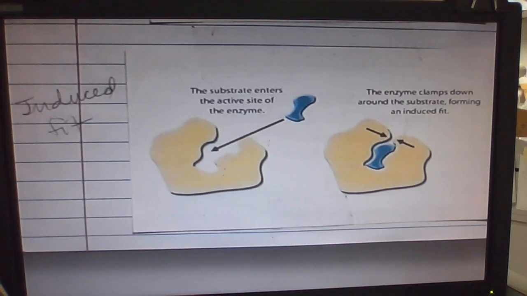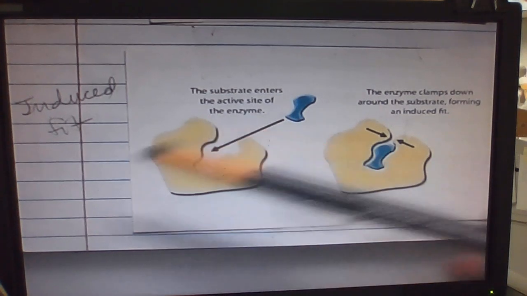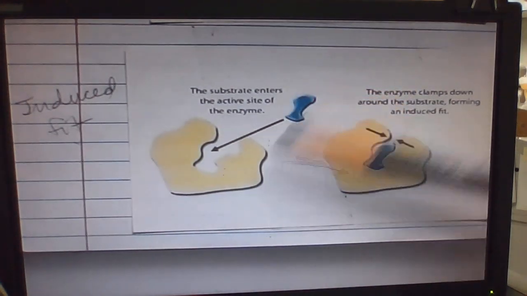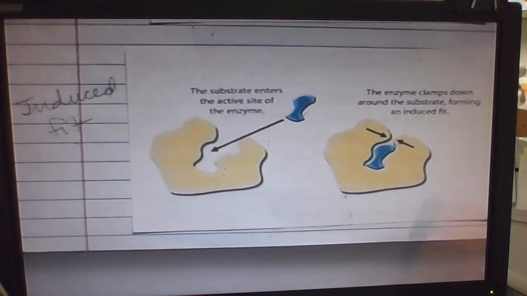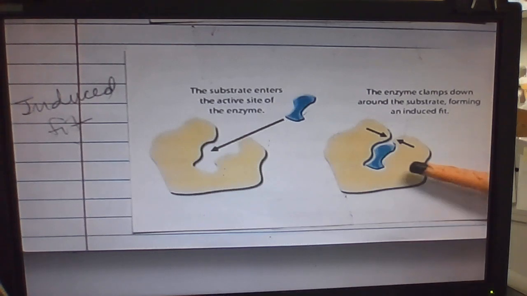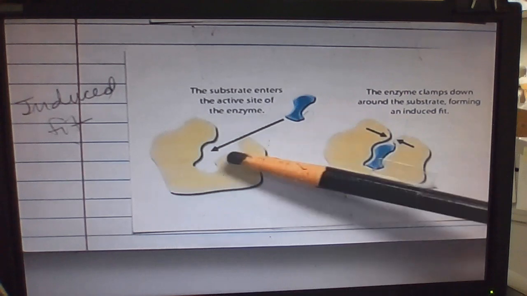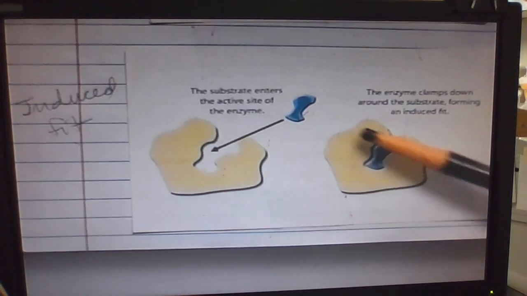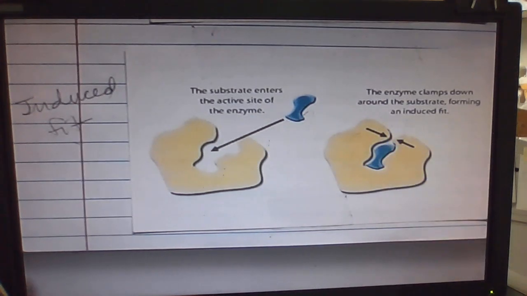Induced fit is a situation where the substrate is interacting with the enzyme, and the enzyme changes its shape just a little bit in order to create a better fit to that substrate. So with induced fit, the substrate enters the active site of the enzyme. The enzyme clamps down around the substrate, forming an induced fit. Basically, when the substrate bonds to the active site, it's changing the shape of that enzyme just a little bit to make a more perfect fit.